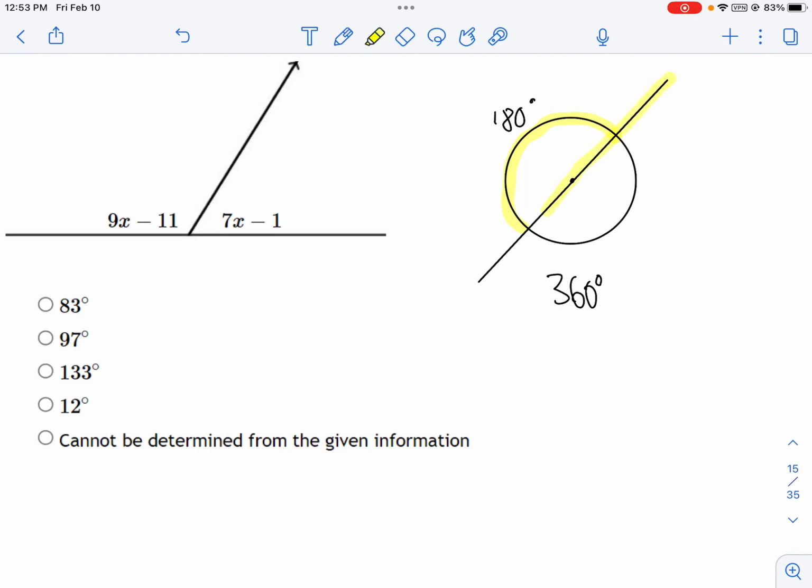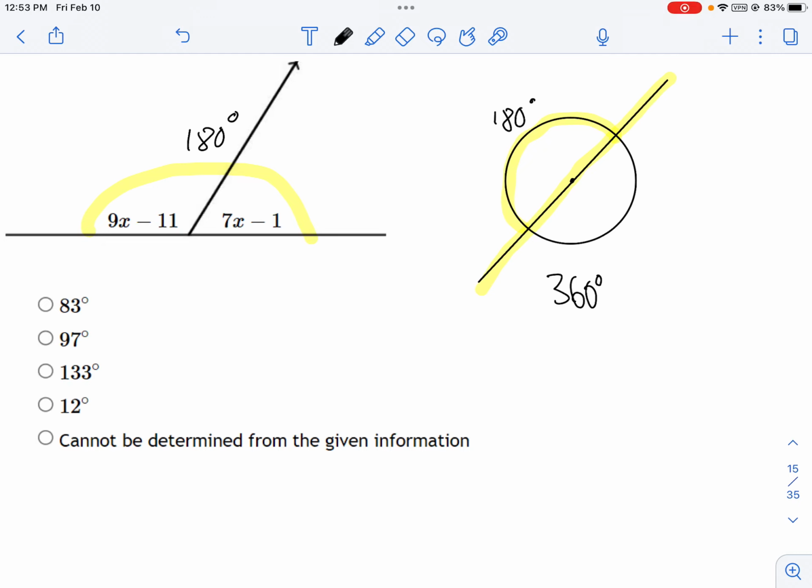That means that for any line, any straight line, you can essentially say that this is half of a circle, and that should be 180 degrees, no matter how many angles you have. As long as they all lie on the same side of a line, they will add up to 180 degrees. So that essentially helps us solve our equation.